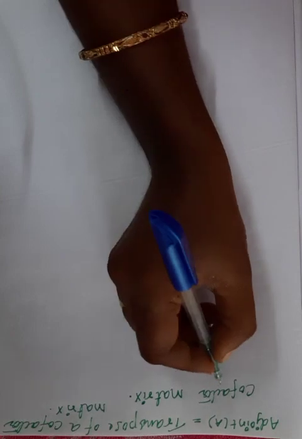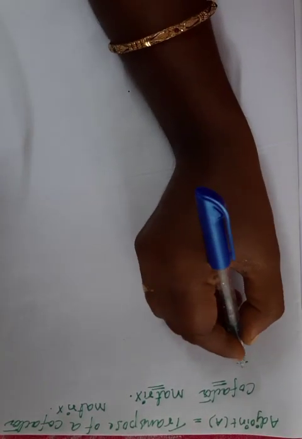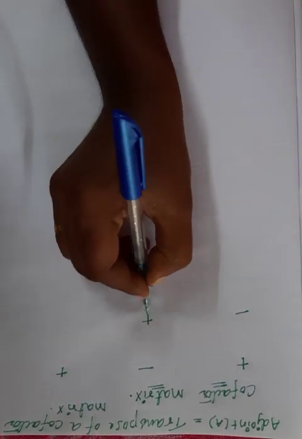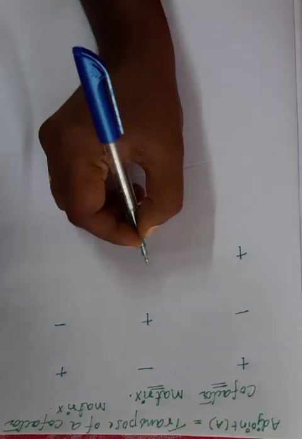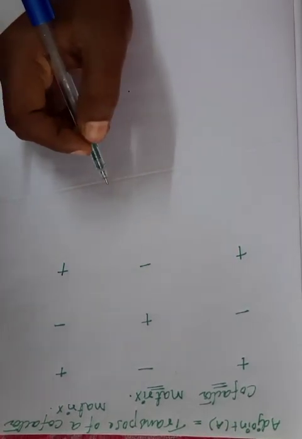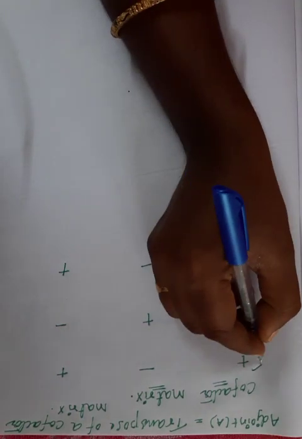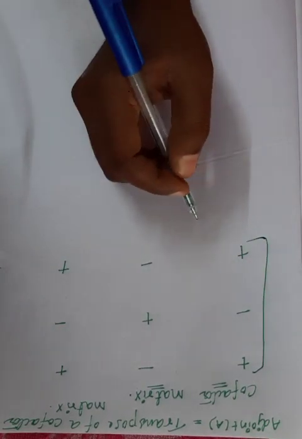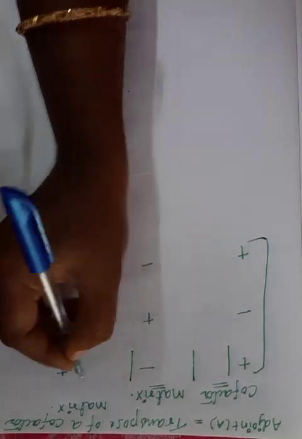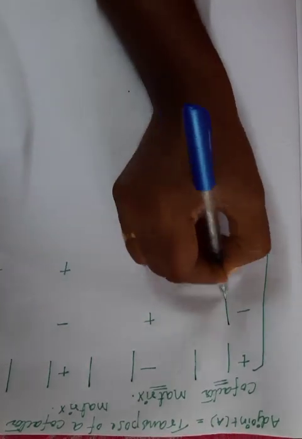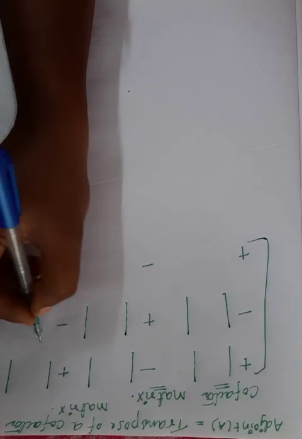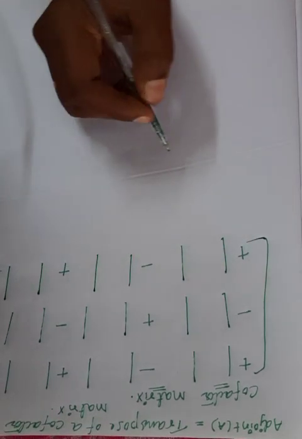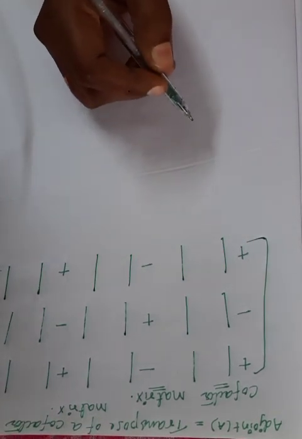In order to find the cofactor matrix we follow one procedure: plus minus plus, minus plus minus, plus minus plus. First of all we write the signs as follows. Then we have to write the minors. The minor is always in mod. So like this you have to write the minors for the given elements.